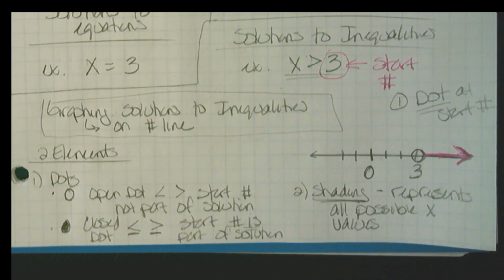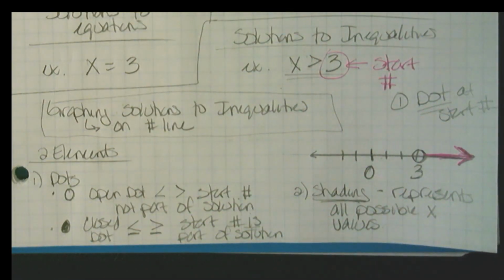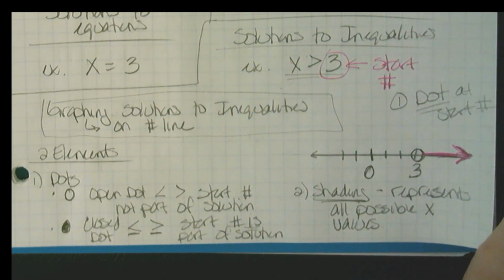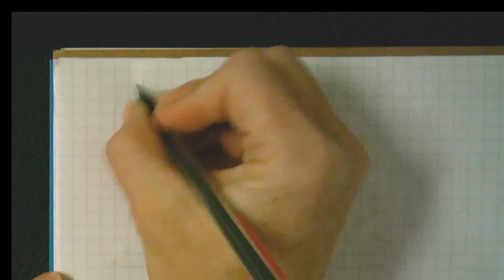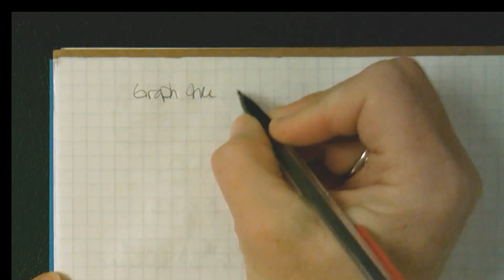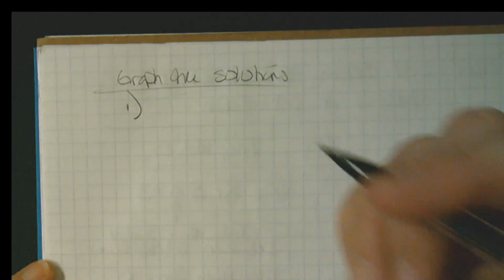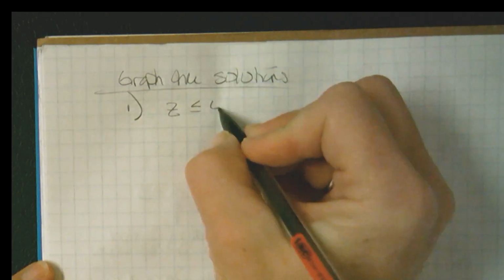Colin, sit up, please. Questions on this so far? All right, so I'm going to have you guys graph one more by yourself, and then we're going to talk about solving equations, and we'll do more graphing. Okay? You guys cool so far? Okay. So I want you to graph these two inequality solutions. So my first one is going to be z is less than or equal to 4. So go ahead and graph that, and I'll put the second one up.